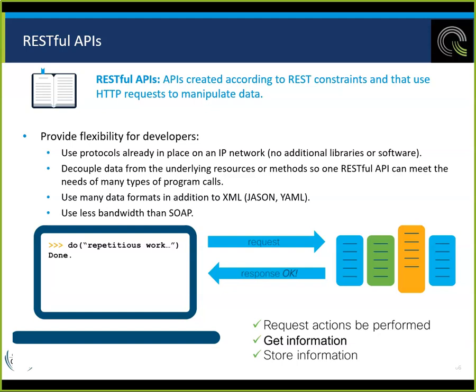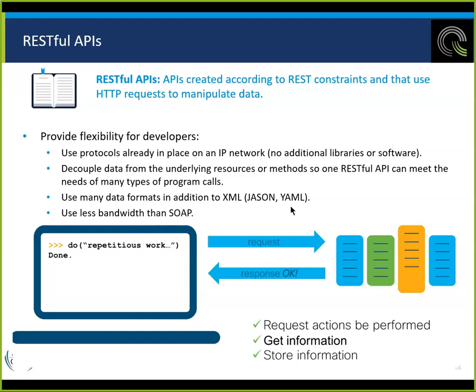So we're using HTTPS to send and get information using the application programming interfaces. In this case, we're going to decouple the data from the underlying resources so that one RESTful API can meet the needs of many types of program calls and many other data formats. And we looked at XML and JSON.